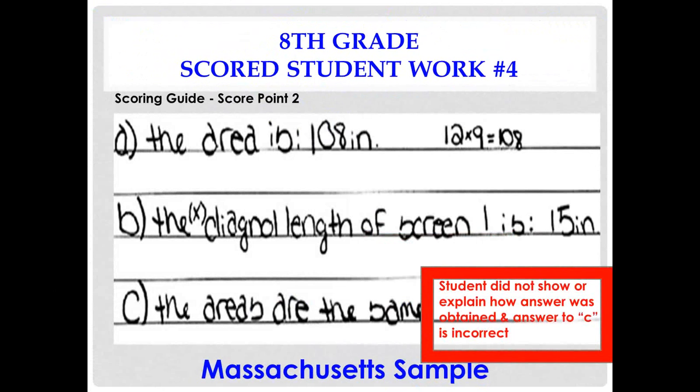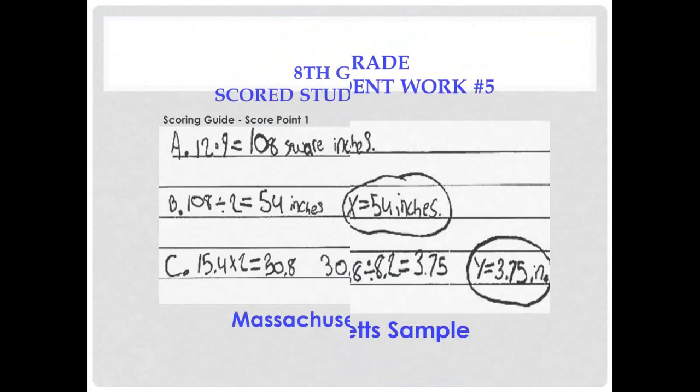There was really no explanation of how they came up with the answers. And we have to take that into consideration when we're using these sample questions in our classes. If it says to explain, then we want to make sure that they are able to explain.